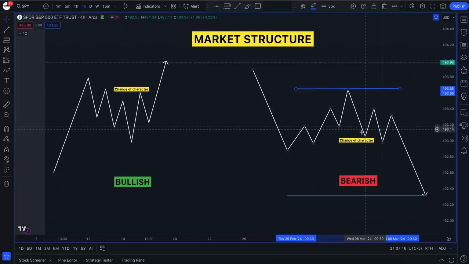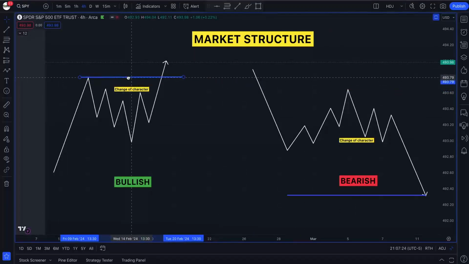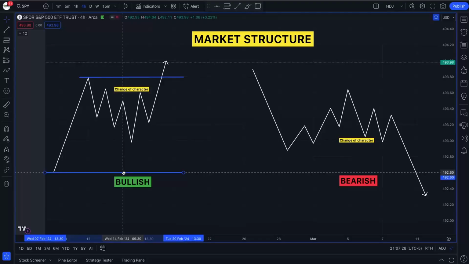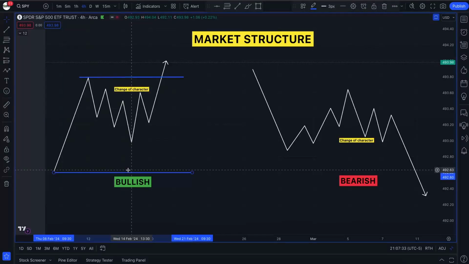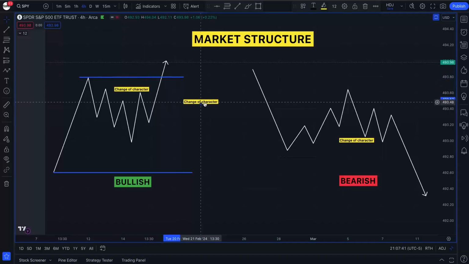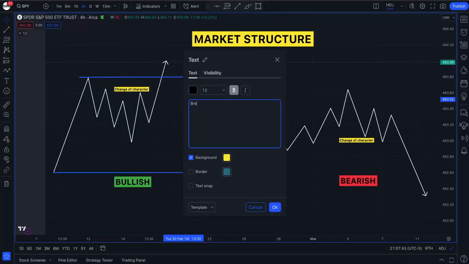Okay, so change of character and when you have a break of structure. We had our line here. Let me just go back here for you. Move this line back over here, because this can be confusing to understand initially, but it's very simple once you get the hang of it. Again, when this happens, this is called our break of structure. Let me just type that up for you too. And we have break of structure.